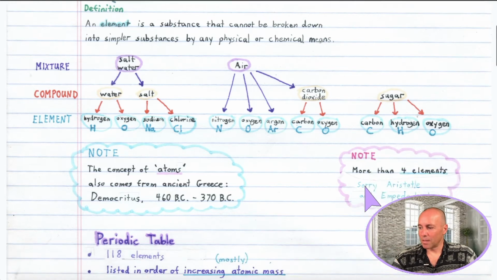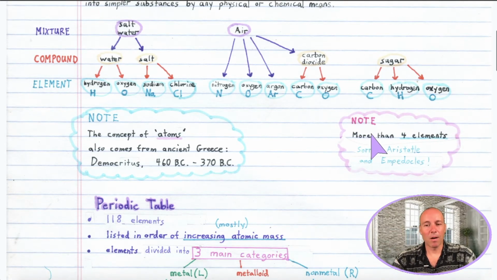Notice that there are more than 4 elements. Okay, right here, just from these 3 chunks of material, we saw 1, 2, 3, 4, 5, 6, 7 different elements. So there's more than 4 elements, unlike the Greeks thought there were.